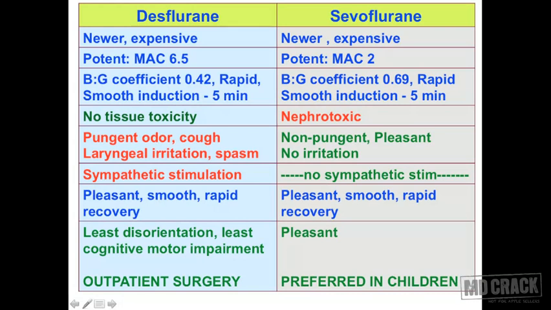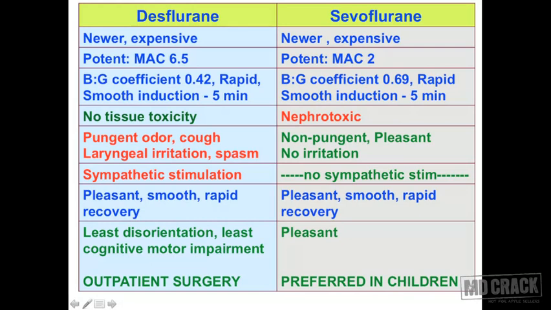Desflurane supersedes sevoflurane as far as tissue toxicity is concerned. With desflurane, the tissue toxicity is minimal, but sevoflurane is known to be a nephrotoxic agent, so you need to take care as far as the kidney functions of the patient are concerned. Desflurane has a disadvantage. It's got a very pungent odor. It can lead to cough, laryngeal irritation, and laryngospasm.